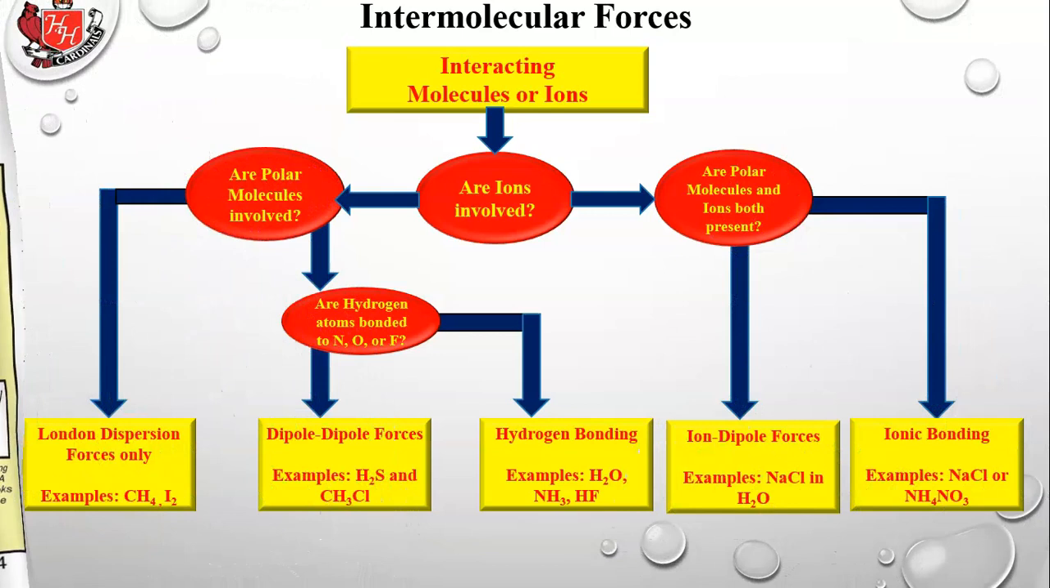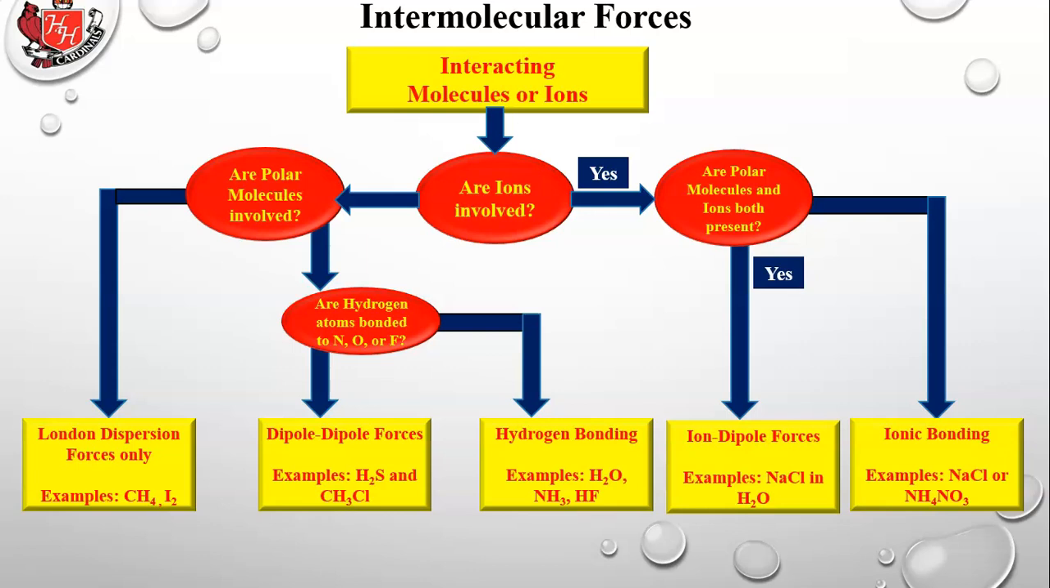Okay, so now we're going to look at just kind of a flow chart. This is called a flow chart of the different types of intermolecular forces. So interacting molecules and ions is your intermolecular forces. So first thing you ask is, are they ions? And we'll work over from right to left. So are ions involved? If the answer is yes, then are polar molecules and ions both present? If the answer is yes, then you have ion dipole forces.